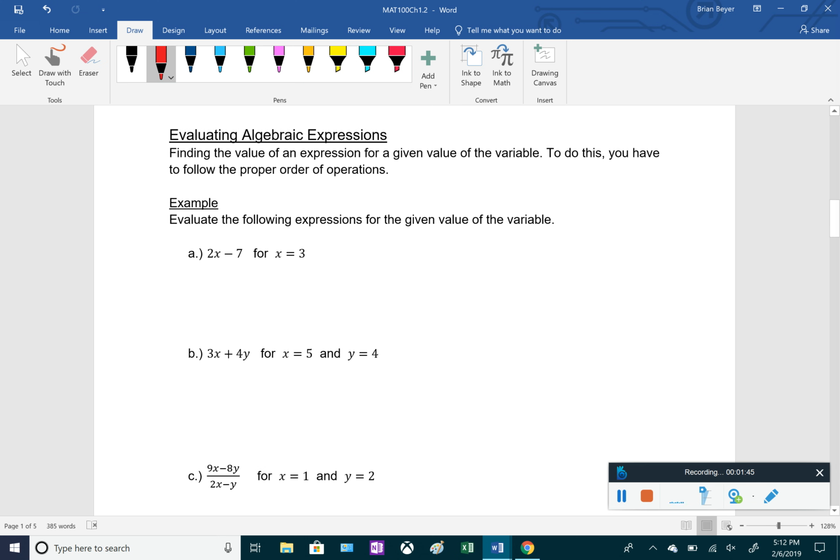So let's work on evaluating algebraic expressions. To do this, we're going to be given a value for the variable. We're going to have to plug it in. And then we just have to make sure we're following the proper order of operations. So let's evaluate these following examples. So let's do 2x minus 7 when x is 3. So what we're going to do is plug in a 3 into x. It's pretty good practice just to keep parentheses around them. So now order of operations, multiplication first. So 2 times 3 is 6. 6 minus 7 is -1.